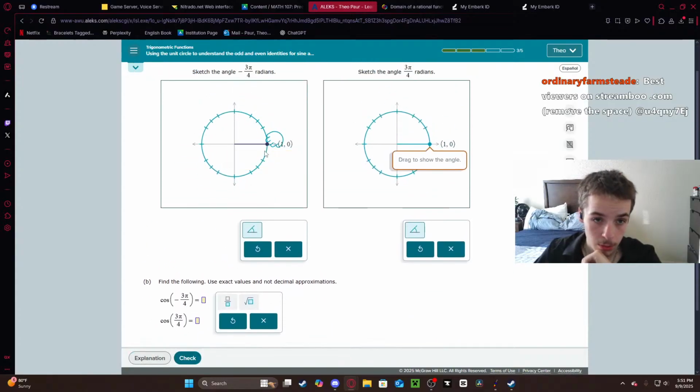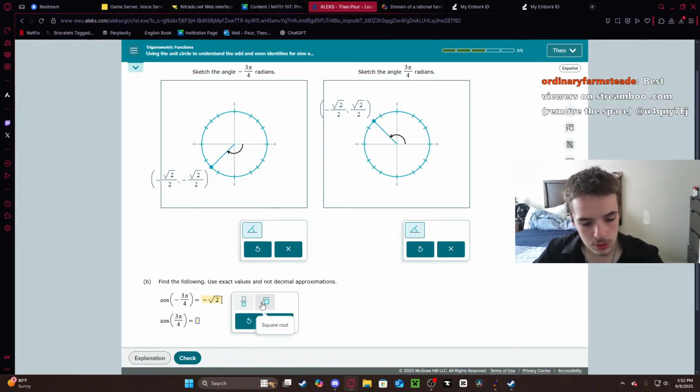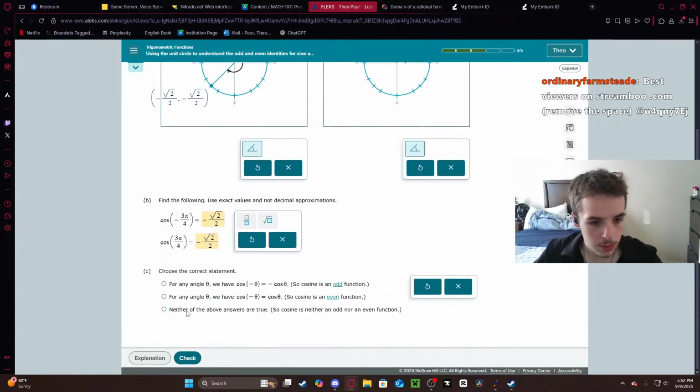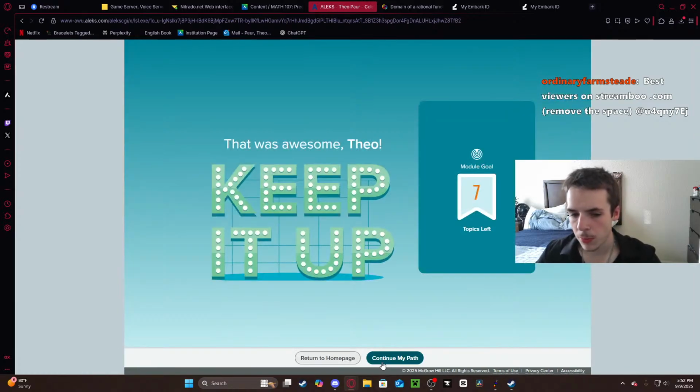Cool. Negative 3π/4 puts us here. Positive 3π/4 puts us here. Cosine of negative 3π/4 is negative square root 2 divided by 2. And once again, negative square root 2 divided by 2. And since it's cosine, we have an even function. They tried to mess with me. They moved it. Thank you. That was remarkably easy, actually.